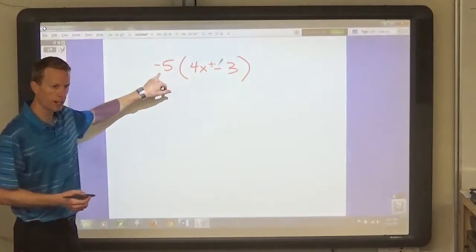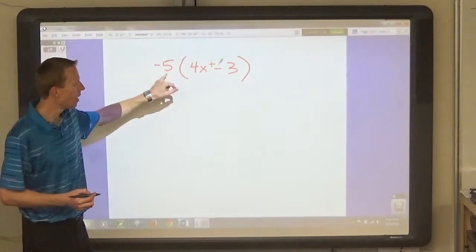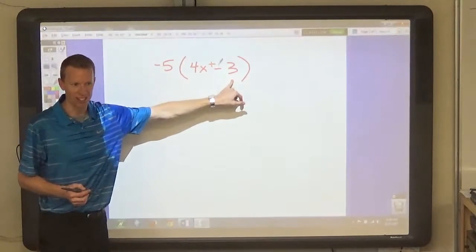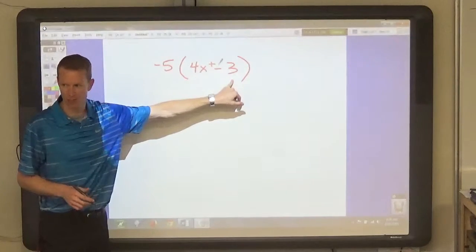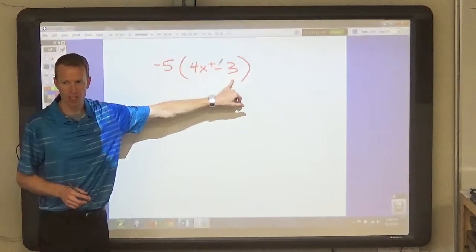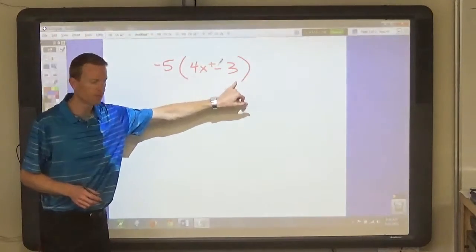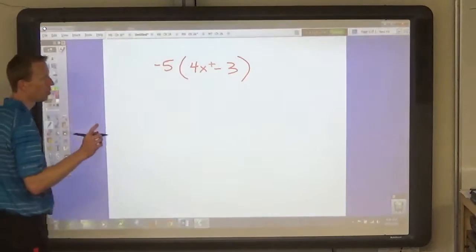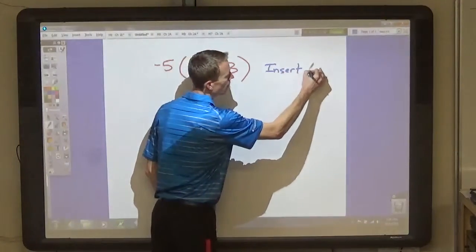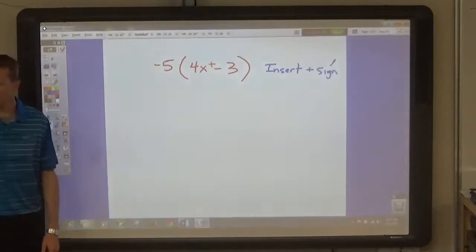Because we're going to be multiplying by a negative 5. And we're going to be multiplying it by a negative 3. You have to multiply this by negative 3. This is a negative 3. Alright? So, insert the plus sign. Make sure that you do that. And write this down. Insert plus sign. Copy this down.